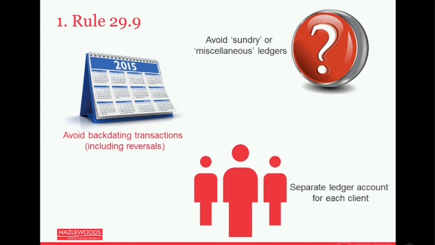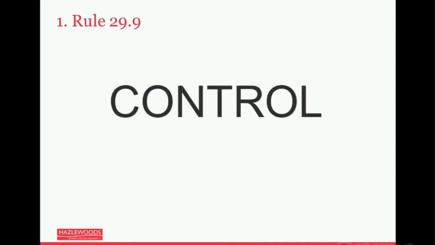So, in order to make sure we don't breach this rule, we should avoid sundry and miscellaneous ledgers, avoid backdating transactions, and make sure that we have separate ledgers for all clients. Fee earners need to remember to comply. A suggested control is that fee earners regularly review client ledgers to make sure that they're up to date and all the transactions that they expect to see are there.